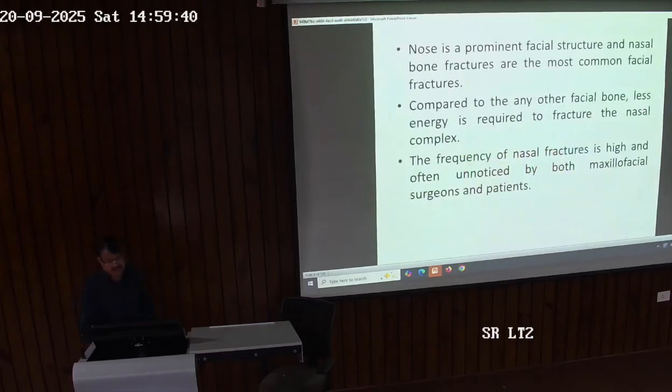The nose is a prominent facial structure and nasal bone fractures are the most common facial fractures. Compared to any other facial bones, less energy is required to fracture the nasal complex. The frequency of nasal fractures is high and often unnoticed by both maxillofacial surgeons and patients.